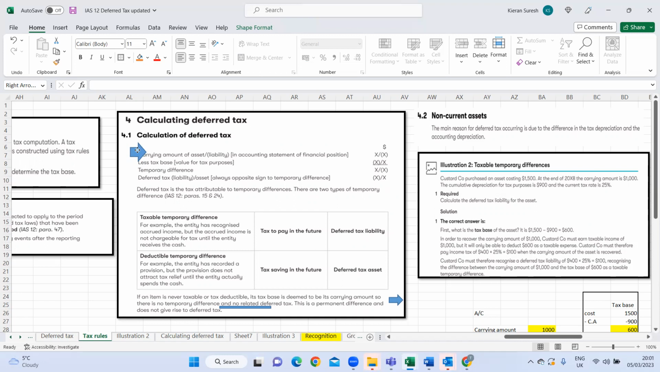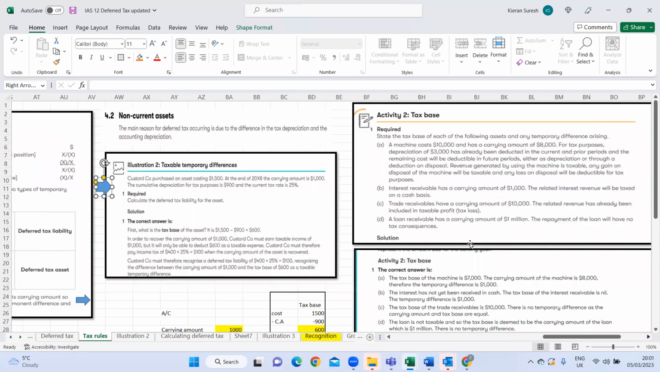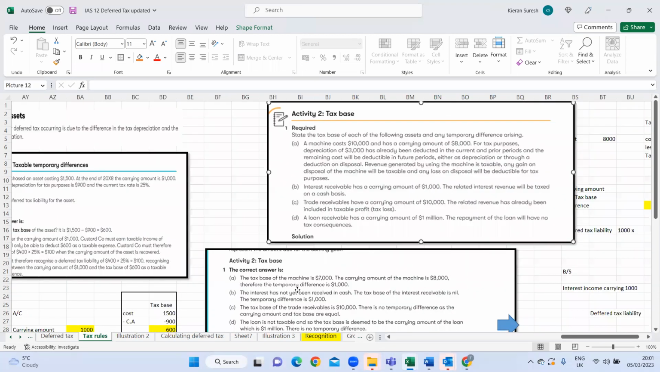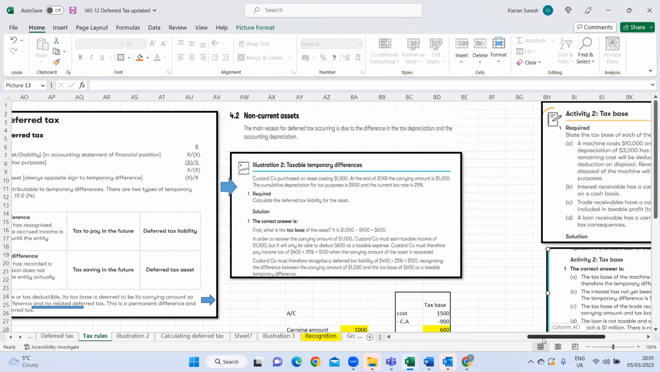From the movement from the opening, you would get it. It can be two types: you can get a deferred tax liability or a deferred tax asset. A taxable temporary difference gives a deferred tax liability. Deductible gives a deferred tax asset. Now let's look at this example quickly, and then I will allow you to go through the text next.